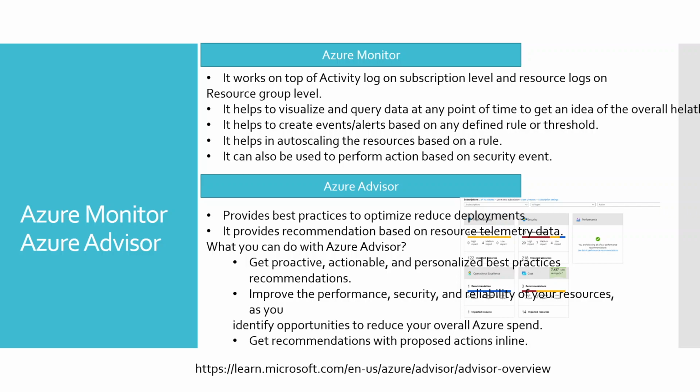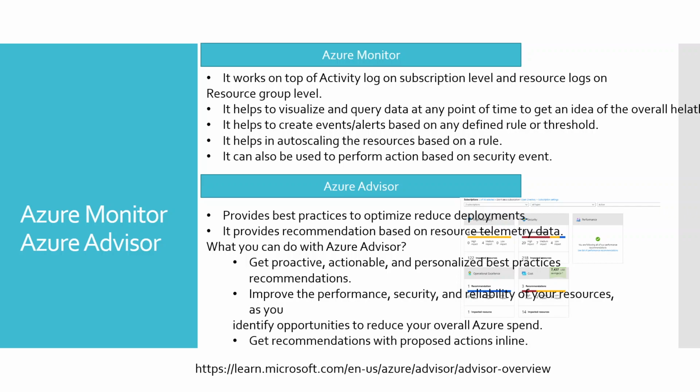Okay, so Azure Monitor always deals with the activity log at subscription level and resource logs at resource group level. It helps to visualize and query data at any point of time to get an idea of the overall health. It also helps to create event alerts based on any defined rule or threshold. For example, let's say within the resource group you have a virtual machine and you have a threshold set that if the CPU utilization is more than 80%, then you have to alert the user.